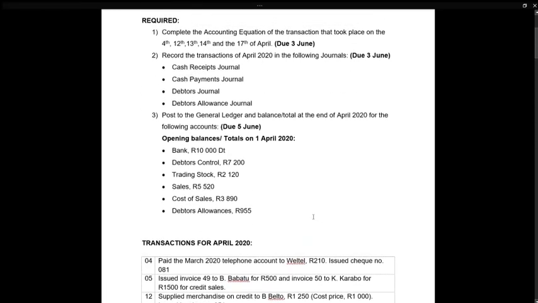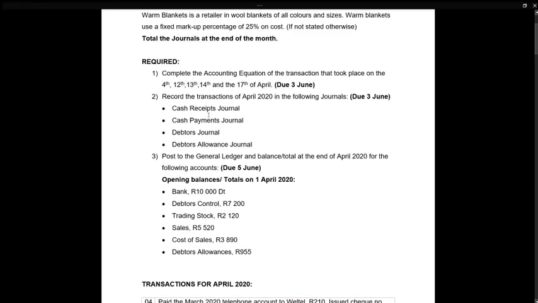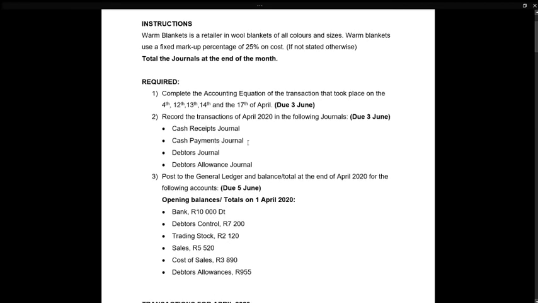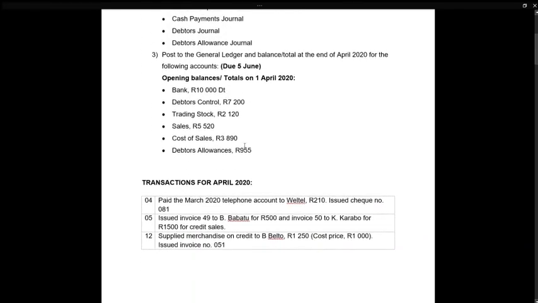Right. Required part 2. Record the transactions of April 2020 in the following journals: cash receipts journal, cash payments journal, debtors journal, and debtors allowances journal. Right, let's go and have a look at them.